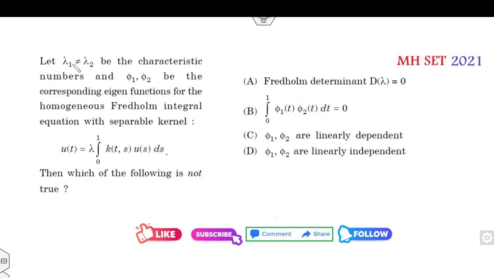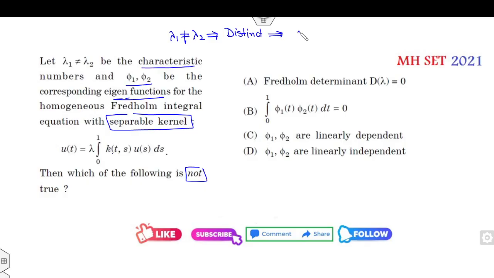Okay, lambda 1 and lambda 2 are the eigenvalues. Phi 1 and phi 2 are the corresponding eigenfunctions of the separable kernel K(x,t). Which of the following is not true? Since lambda 1 is not equal to lambda 2, they are distinct eigenvalues. Once they are distinct eigenvalues, the corresponding functions phi 1 and phi 2 are orthogonal. Once they are orthogonal, the integration will be 0. So this statement is correct.